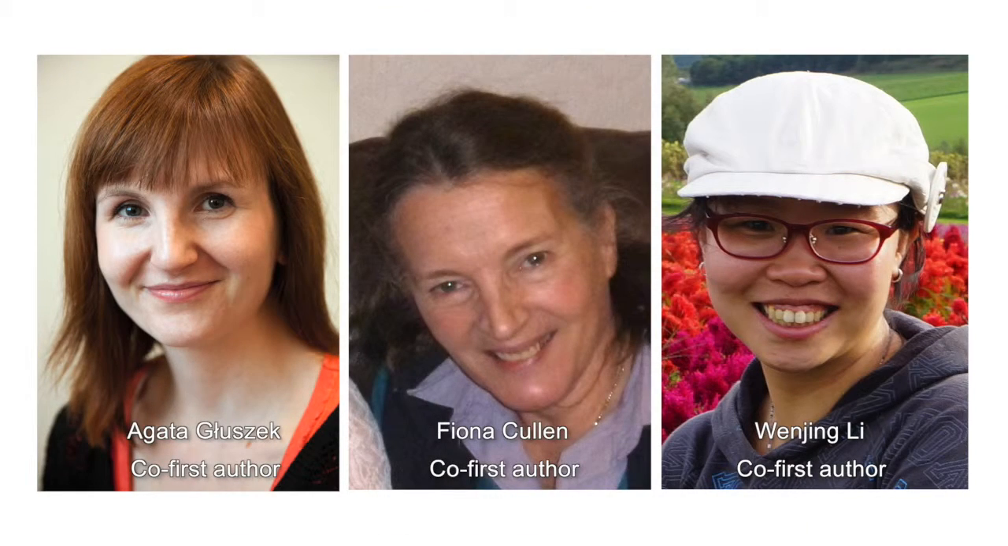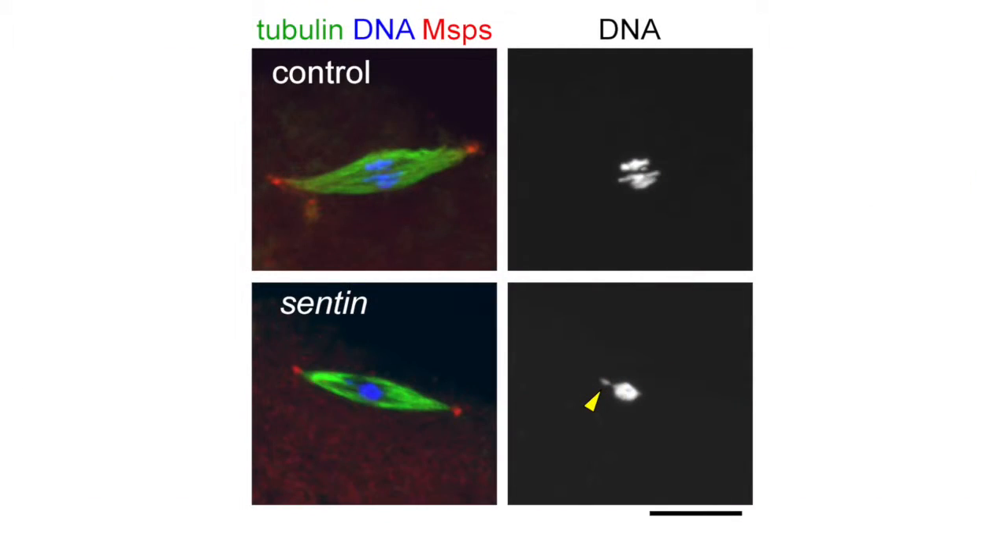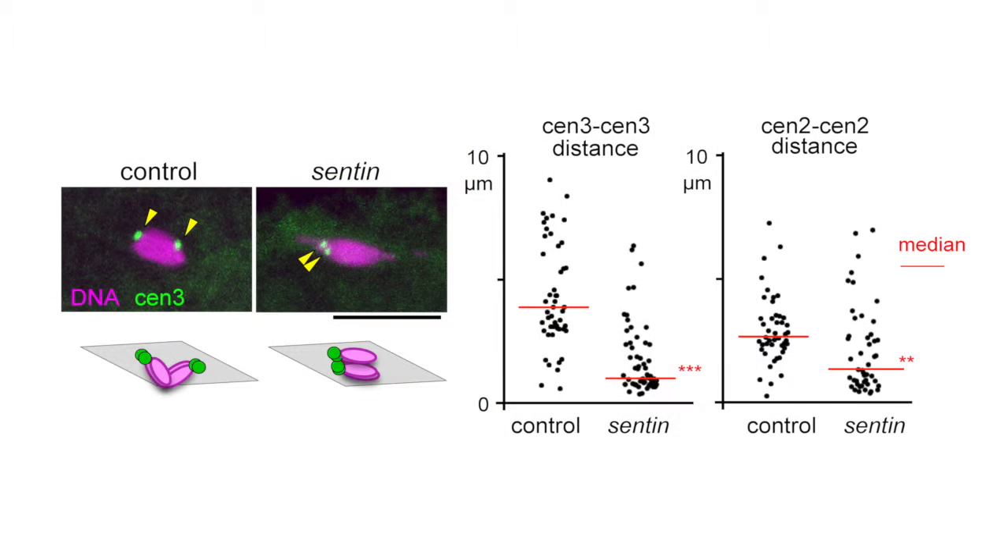Ohkura and colleagues, led by Agata Gluszek, Fiona Cullen and Wenjing Li, found that Sentin-deficient oocytes still managed to form a bipolar meiotic spindle. And the chromosomes were also more or less okay. It's a little bit different. The chromosome is more compact. So we decided to look at centromeres by in situ hybridization. And then we found these homologous centromeres are not separated in many oocytes.